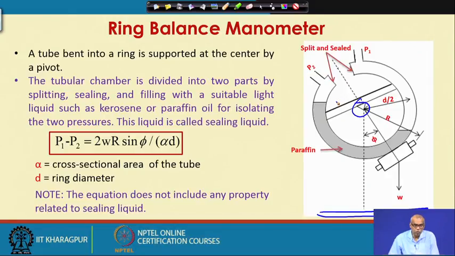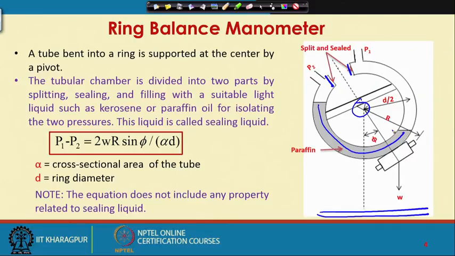So, you first take a tube maybe made of plastics or maybe made of say aluminum, bend it into a ring. This is supported at the center by a pivot. Now, let us cut the tube and two ends that are now created are sealed, and then inside I take a sealing liquid. Then I create two chambers, one chamber is this, another chamber is this.